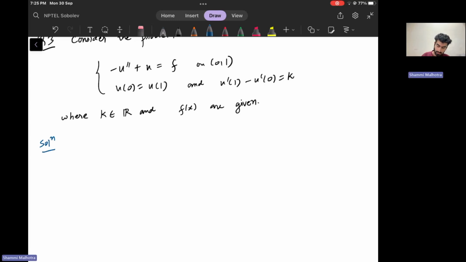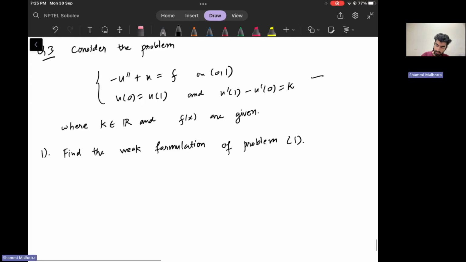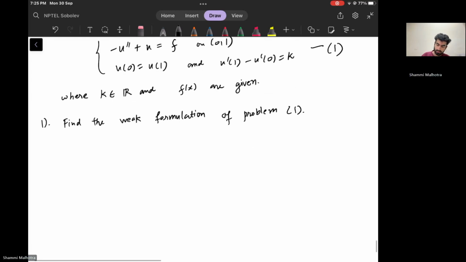So we are interested in this problem. First we have to find the weak formulation of problem 1. Let's name this V1 only. Somehow we have to incorporate both boundary value conditions in our weak formulation.